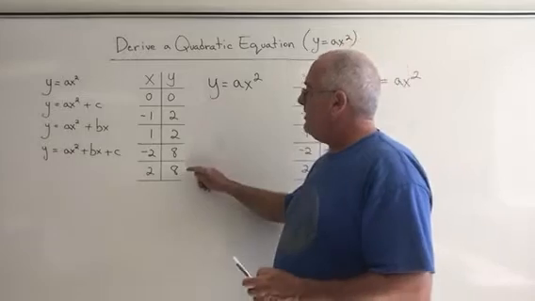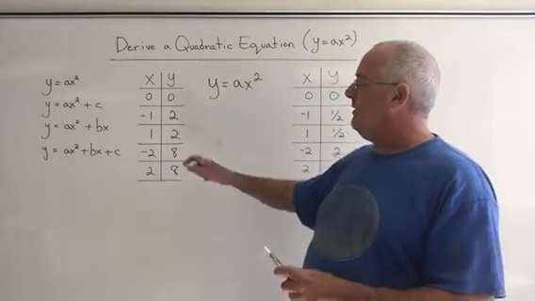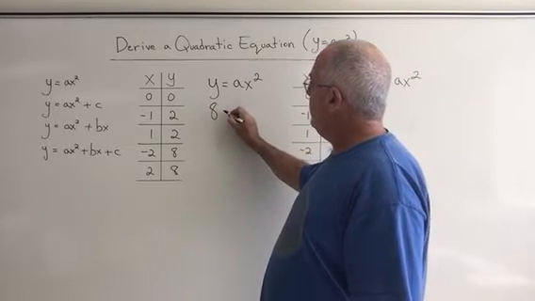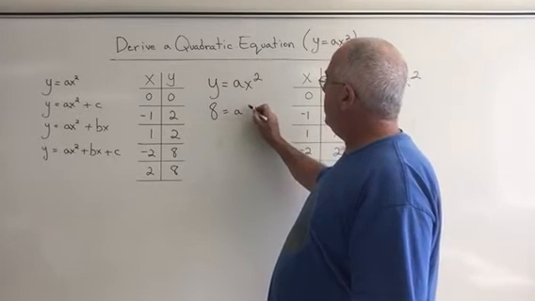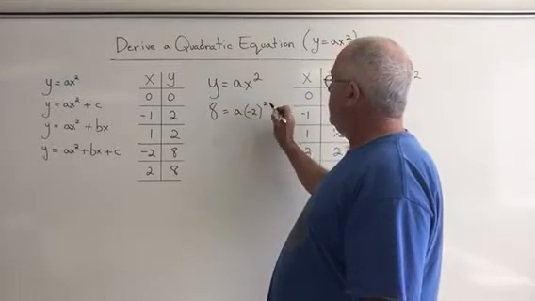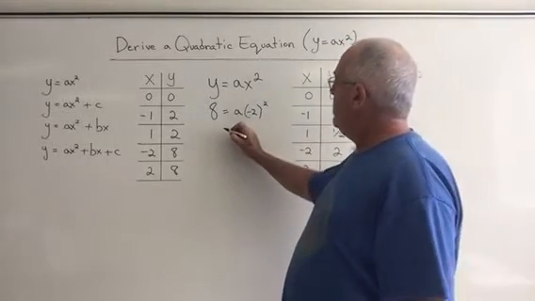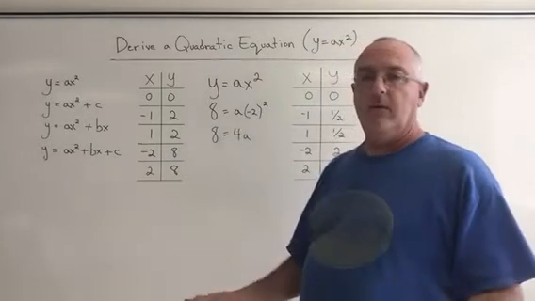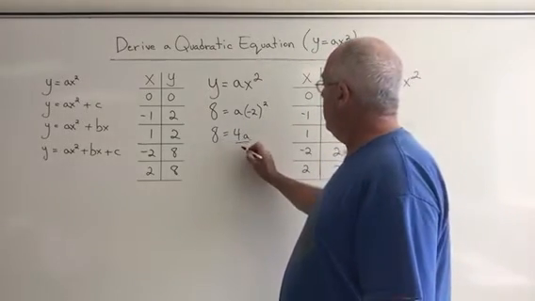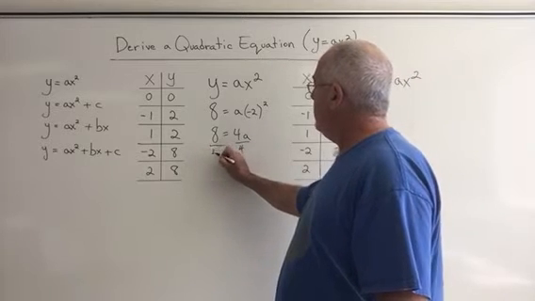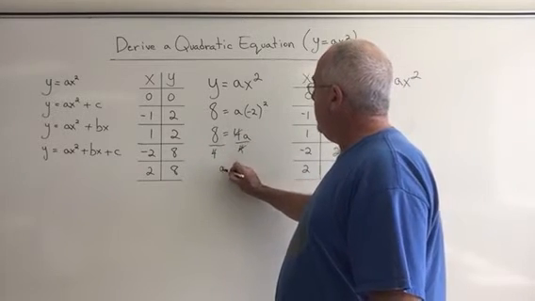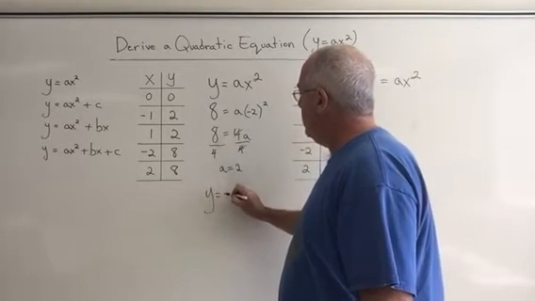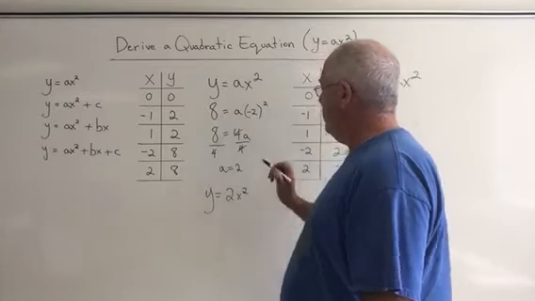I can choose any of these points, but I'm going to choose this one, -2, 8. Replacing the y with an 8 in the form, and replacing the x with a -2, I simplify. -2 squared is 4, so I have 8 equals 4a. And then all I have to do is isolate my a by dividing both sides of the equation by 4, and I get a equals 2. Therefore, my equation is y equals 2x squared.